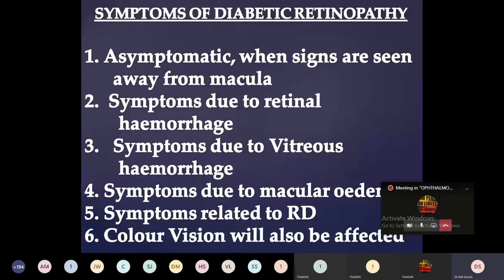Then what symptoms are there due to retinal hemorrhage? Again, if it's very close to the macula, it can cause dimness of vision, or black patches in the field of vision if the hemorrhage is wider and a little away from the macula. Symptoms can be due to vitreous hemorrhage: sudden, painless, total loss of vision. There are also symptoms due to macular edema, dimness of vision, and symptoms related to retinal detachment, and sometimes color vision is also known to be affected in diabetic retinopathy.